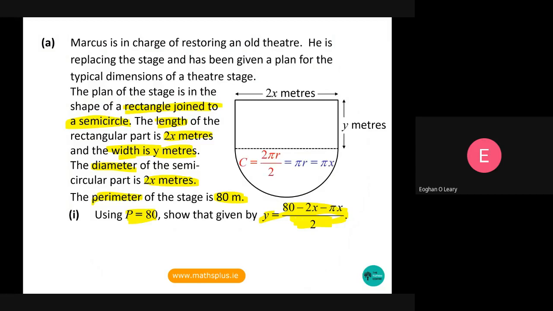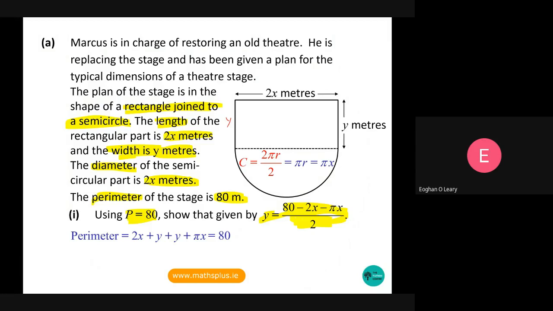We know the circumference of a circle is 2 pi r, so the circumference of a semicircle is 2 pi r over 2. So that's pi r. But we know that the diameter is 2x, so the radius is x. Therefore, my circumference is pi times x. I know that the rectangle has a perimeter of 2x plus y, because this side over here is also y. But naturally the broken dotted line there is not part of the perimeter of the actual theatre stage, though it would be part of the perimeter of the rectangle.